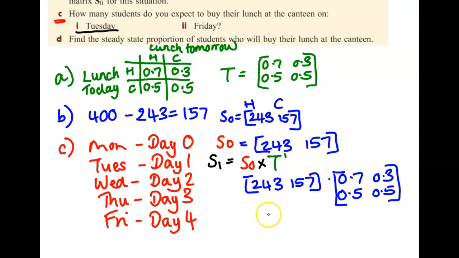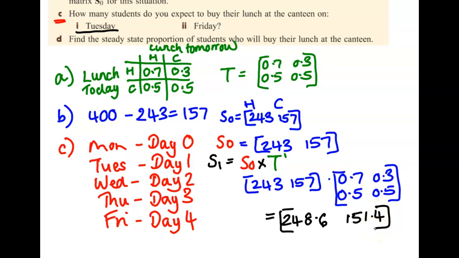Now, because I am a little bit lazy, or I'd say efficient, I am going to put this into my graphical calculator. I'm going to put this in as Mat A, and this one here is Mat B, and I'm going to do Mat A times Mat B using my graphical calculator, which is a Casio, and that would give me 248.6 and 151.4.